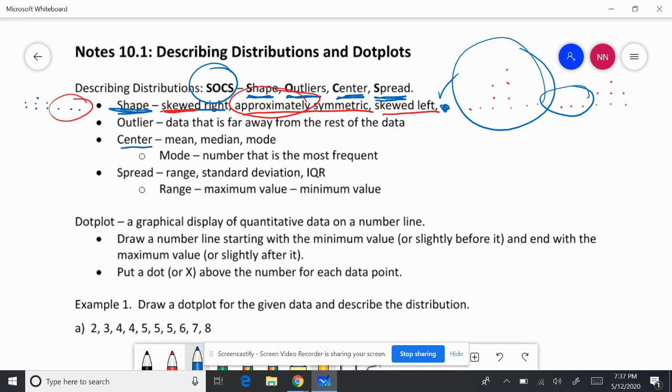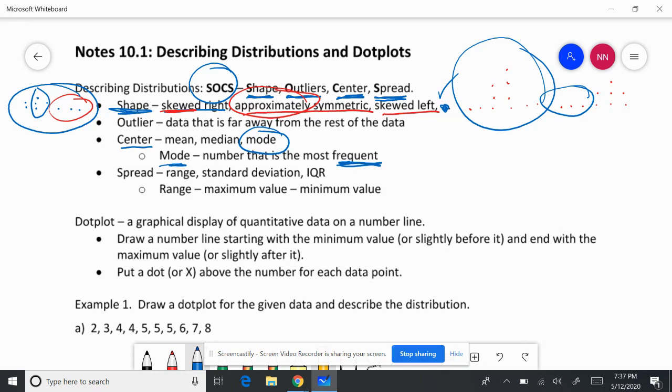There are three different centers. Today, we're just going to look at the mode. The mode is the number that's the most frequent. So when we're looking at this data right here, our mode would be the one that has 3 dots instead of the ones that have 1 or 2 dots. So once again, the mode is the one that's the most frequent.